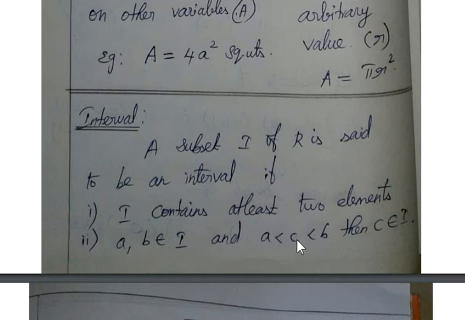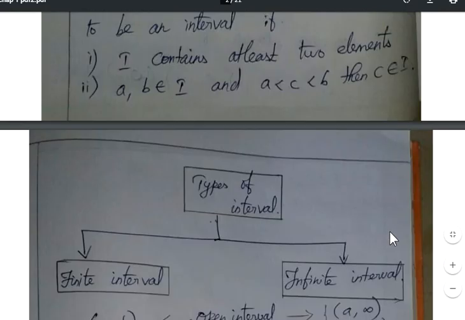Some numbers are there. If we take the numbers 2 to 7, that means here 3, 4, 5, 6 are the numbers in between the numbers 2 and 7. So c is the in-between number. So a is less than c and c is less than b. Then c also belongs to the interval.